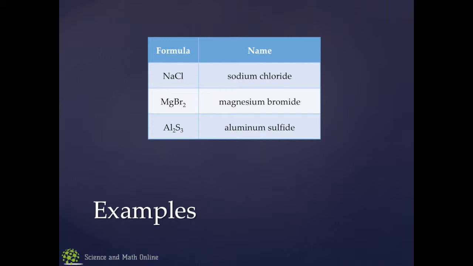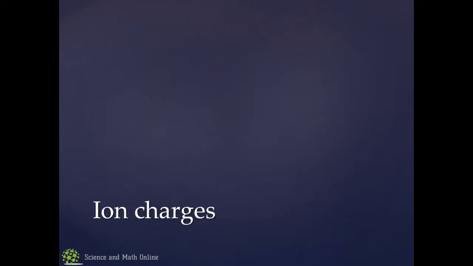Where it gets a little bit more confusing is when we try to go back the other way. Why is it that sodium and chlorine are 1 to 1, but magnesium and bromine are 1 and 2, and then these are 2 and 3? Why are these numbers what they are? That's a little more complicated, and that's where we're going to get into ionic charges.